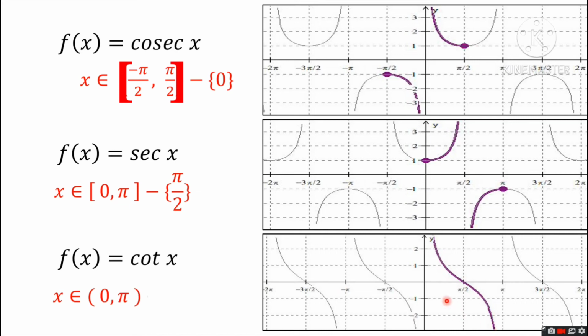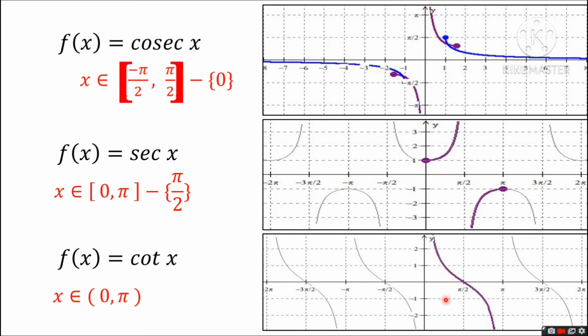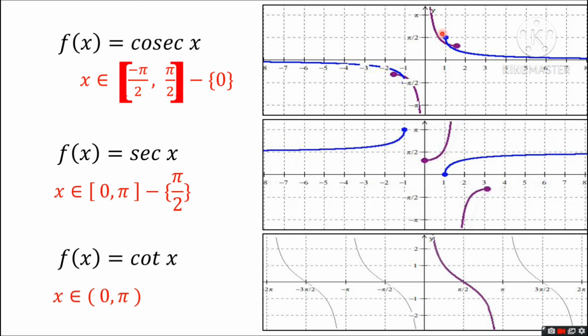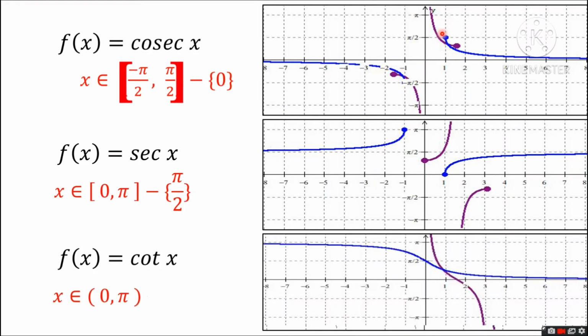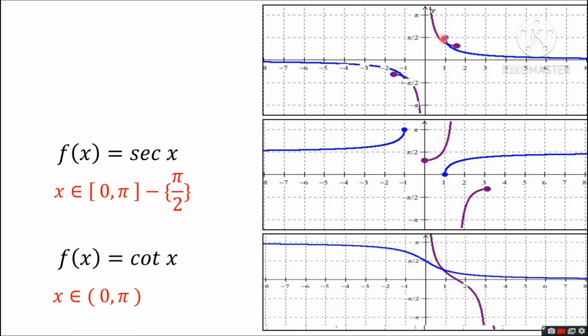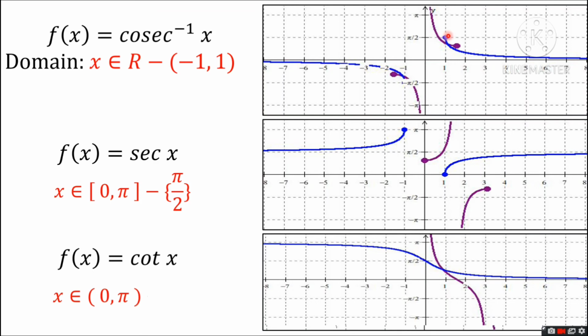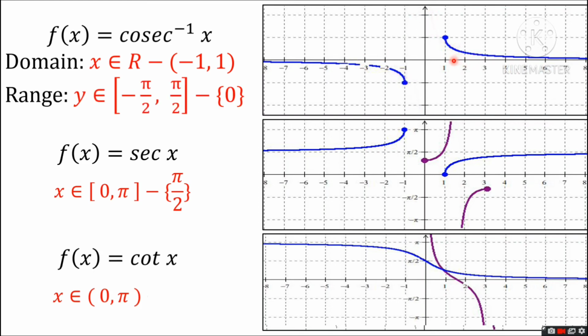Now, using this we want to find graphs for the inverse of all these functions by flipping across the diagonal. So we get, see the graphs now. For cosec inverse x, the domain is R minus the open interval minus 1 to 1. So it is not defined between minus 1 and 1. At all remaining points the function is defined. So the domain in this case is R minus open interval minus 1, 1, and the range is the closed interval minus pi by 2 to pi by 2 minus 0. And this is the graph for cosec inverse x.